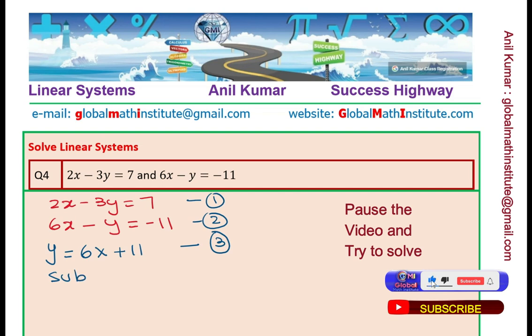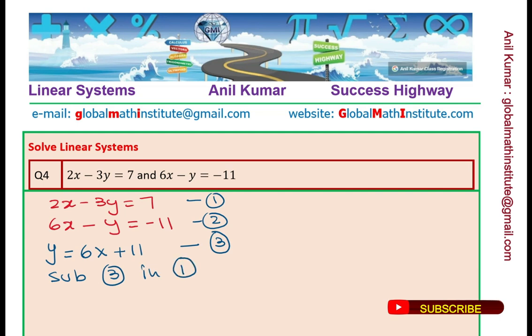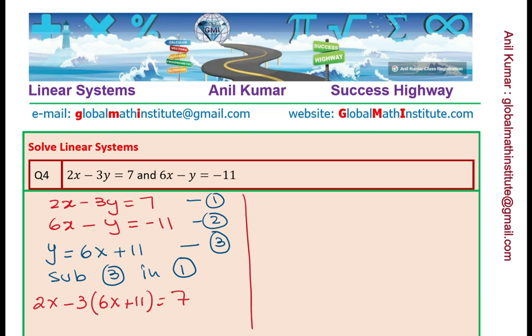And now we are going to sub 3 in the very first equation, in equation 1, correct? So y is 6x plus 11. So we get our equation as 2x minus 3 times (6x plus 11) equals 7. Makes sense, correct? So that's how we get it. You can now expand and simplify. You get 2x minus 3 times 6, 18x, minus 33 equals 7. Open the bracket.